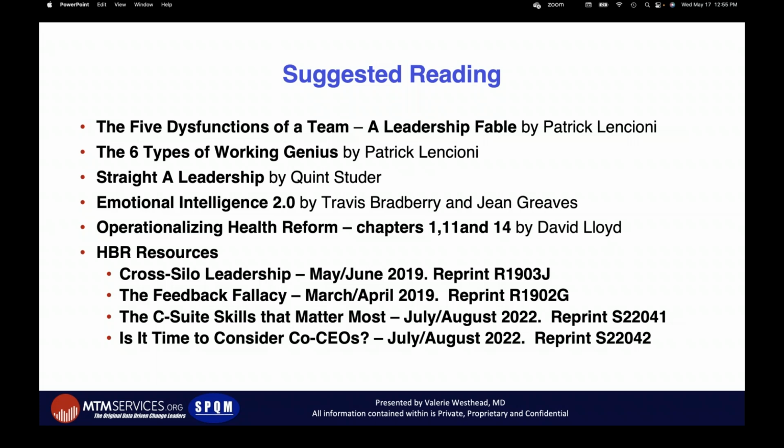Some of the things that are up there, you can certainly get them from a reprint. I really encourage you to look at the C-suite skills that matter most. And there is a free download from the Harvard Business Review, and I don't get paid for them. These are free. There is also How to Become a More Effective Leader, and you can get that for free. So I think any resource that you can use to help you understand better how to be an effective leader is something to do.